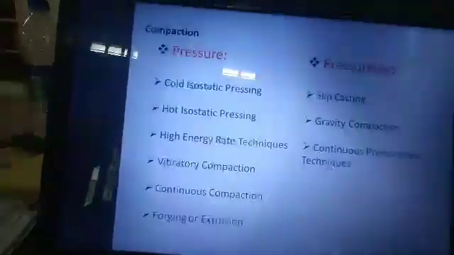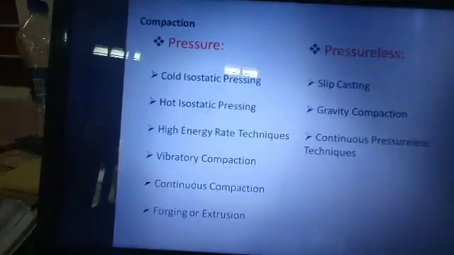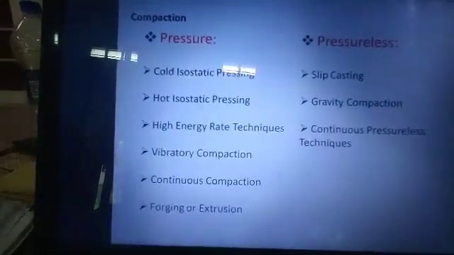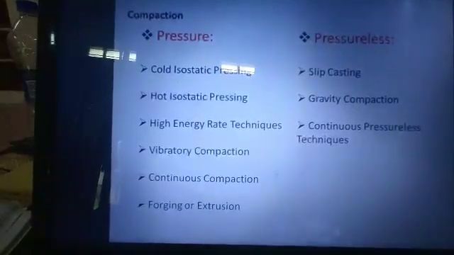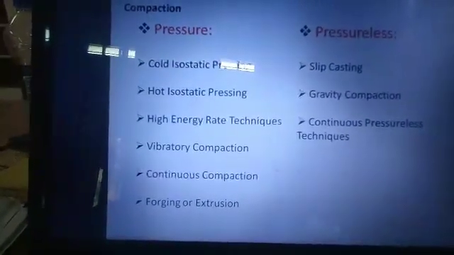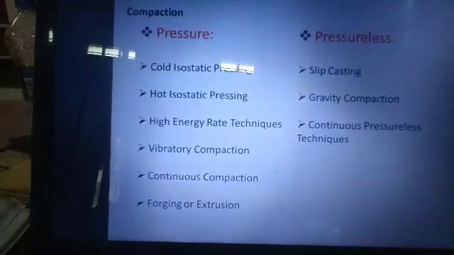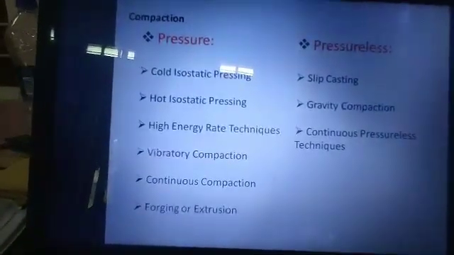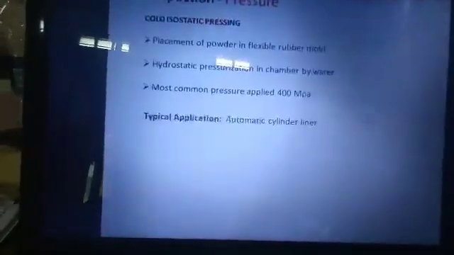In compaction, there are two types we are using: with pressure and pressureless. In pressure, we have cold isostatic pressing, hot isostatic pressing, high energy rate techniques, vibratory compaction, continuous compaction, forging or extrusion. In pressureless, we have slip casting, gravity compaction, continuous pressureless techniques.